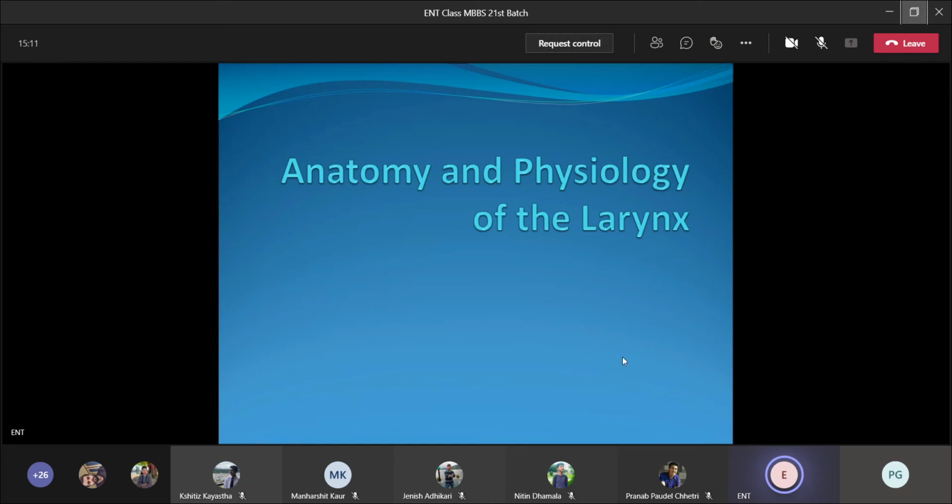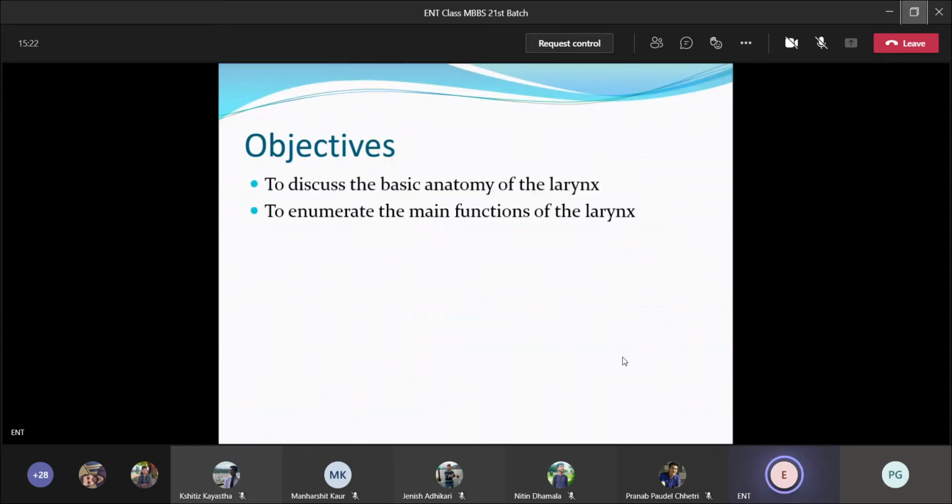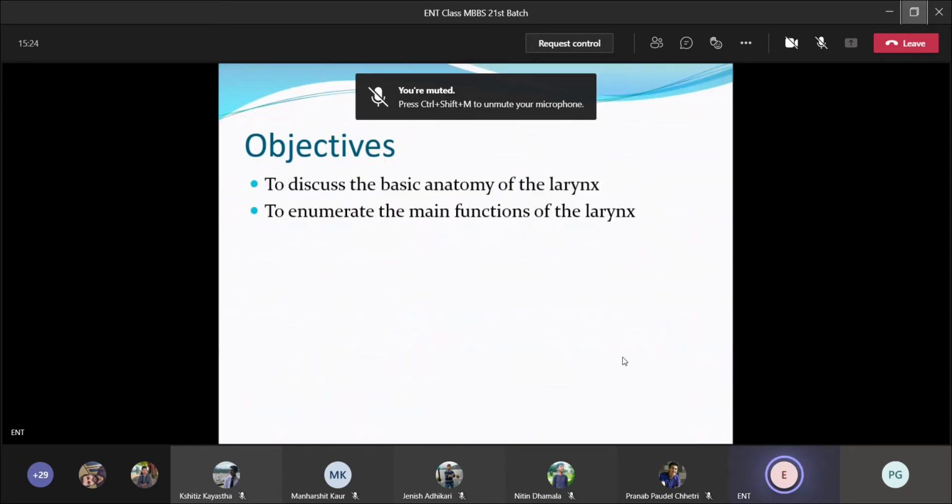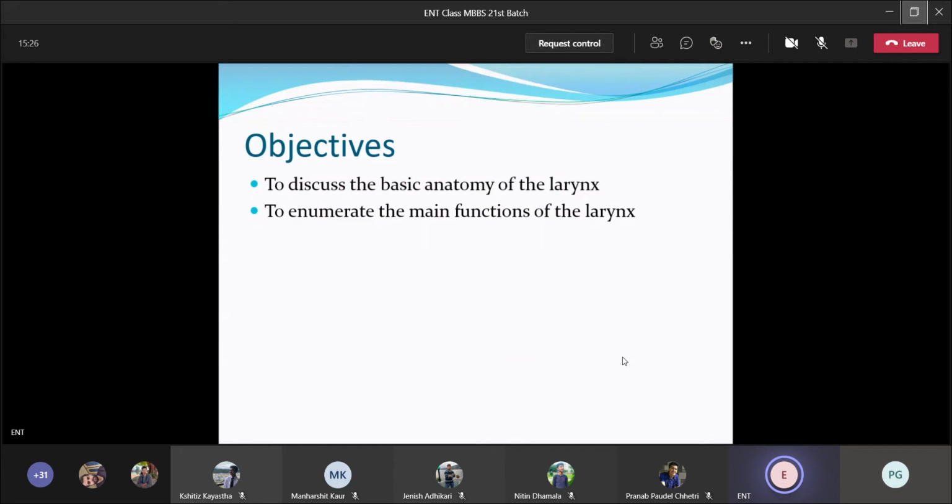Anatomy and physiology of the larynx. So the objectives of this topic: to discuss the basic anatomy of the larynx and to enumerate the main functions of the larynx, which is very important.